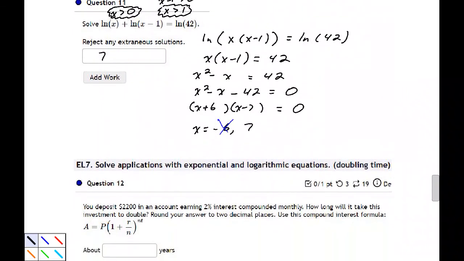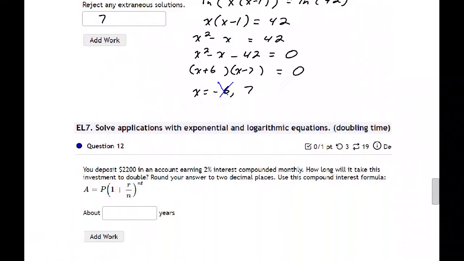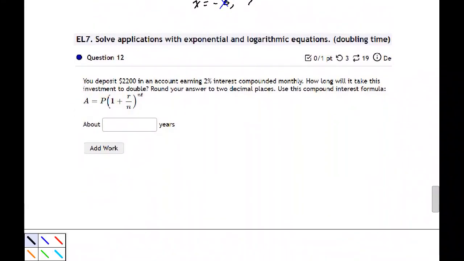All right, our next objective is EL7. That objective is solve applications with exponential and logarithmic equations, specifically with doubling time. So this question is a doubling time question. It says you deposit $2,200 in an account earning 2% interest compounded monthly. How long will it take this investment to double? Round your answer to 2 decimal places.